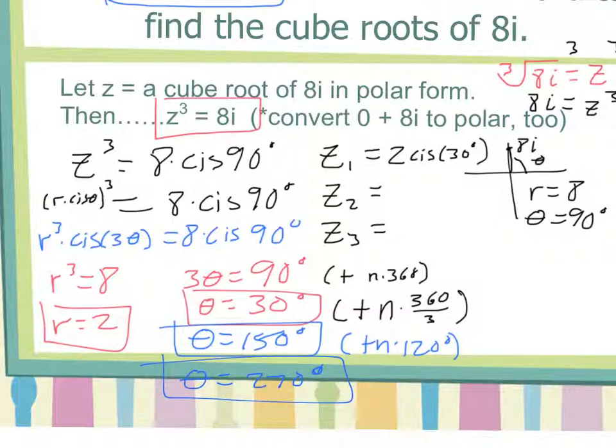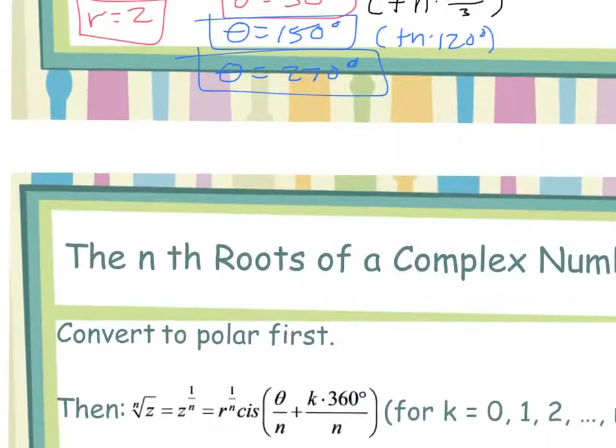Okay? So 2 cis 30, that's root number 1. 2 cis 150 is root number 2. 2 cis 270, that is root number 3. Okay? And that's it. I have my 3 roots. Now they're still in polar form, so here's one other thing that the problem could ask you to do.